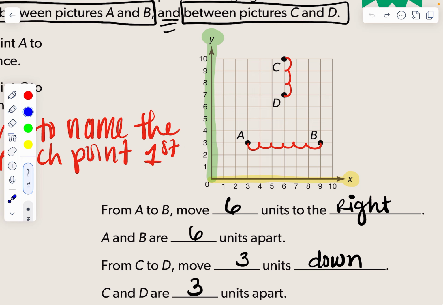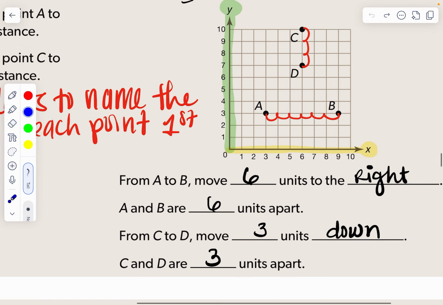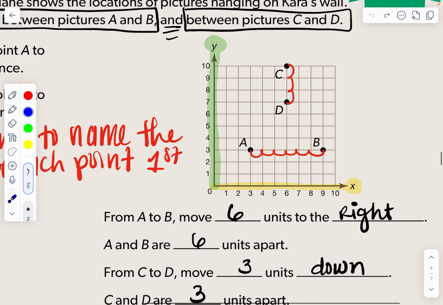Now, calculating C and D, we're not moving from the right to the left. We're moving up and down because I see that there is a vertical alignment between C and D. So from C to D, 1, 2, 3, we have 3 units, meaning that C and D are 3 units apart.